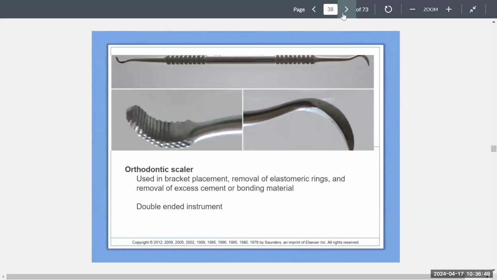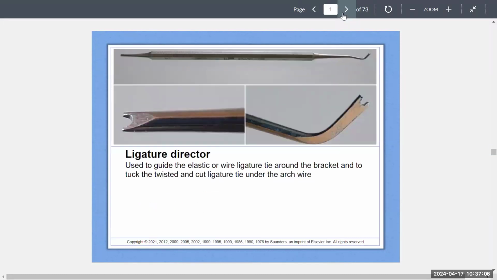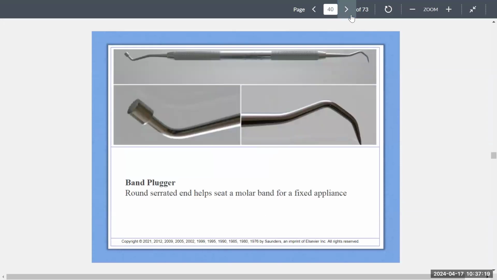Here you have the orthodontic scaler. This can help you place brackets, remove the elastic rings, those little rubber bands you see around brackets, and also help you remove any excess cement or bonding material. And of course, this is double-ended. A ligature director is used to guide the elastic or wire ligature tie around the bracket and to tuck the twisted and cut ligature tie under the arch wire. See, it's a little notched area, as you can see here.